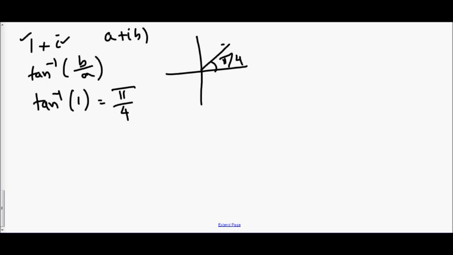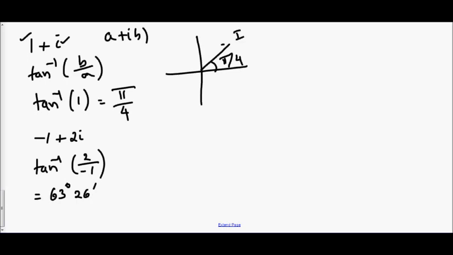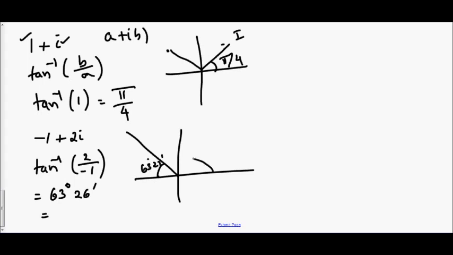Okay, and if you have minus 1 plus 2i, then your argument is tan inverse of 2 over minus 1, which means that it is negative. Tan inverse of 2 is 63 degrees 26 minutes. It doesn't mean that it's in the first quadrant. You have a negative a and positive b, so this should be in this quadrant. Therefore, you cannot take this as 63 degrees 27 minutes. You need to find the angle from this part only.